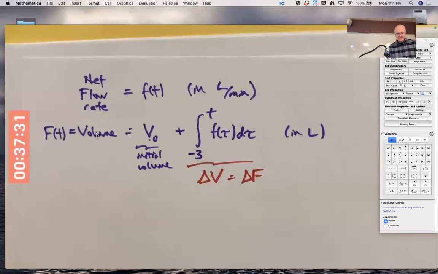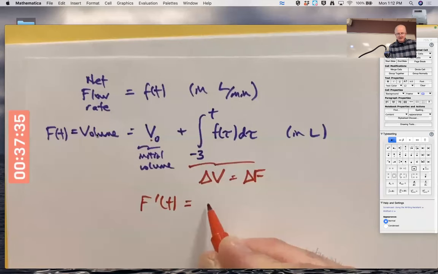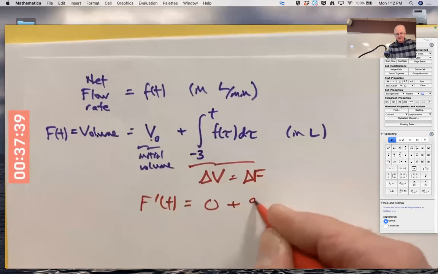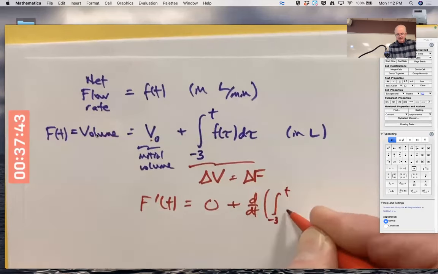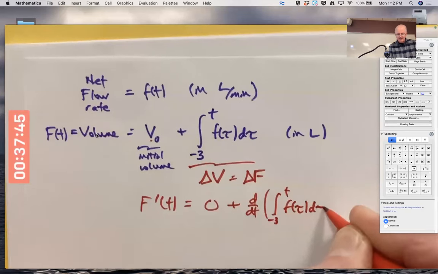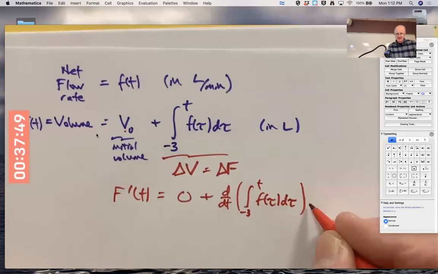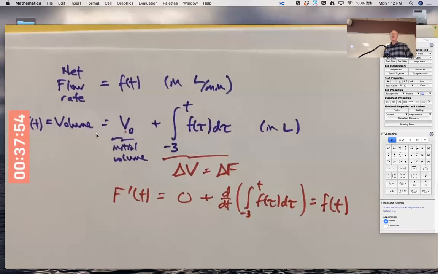The second FTC still applies here. The derivative of capital F is still, well, the derivative of the constant V0 is 0 plus the derivative of this integral. And it doesn't matter that the lower limit of the integration is not 0. The derivative and the integral signs still cancel each other out and give you little f of t. And this is true even for more complicated little f's like we have here. This is a more complicated situation.